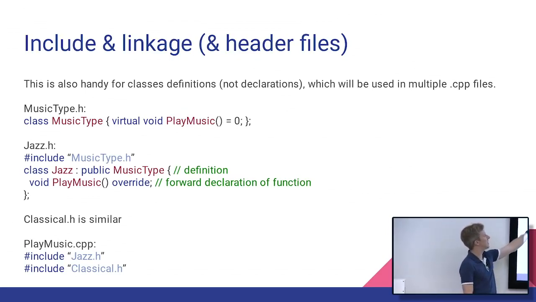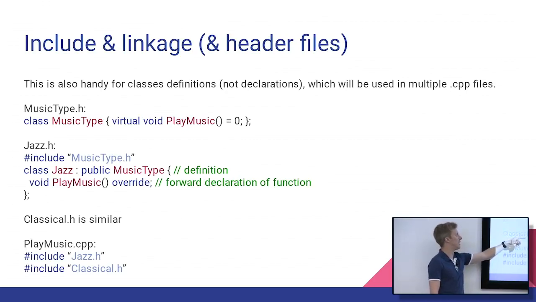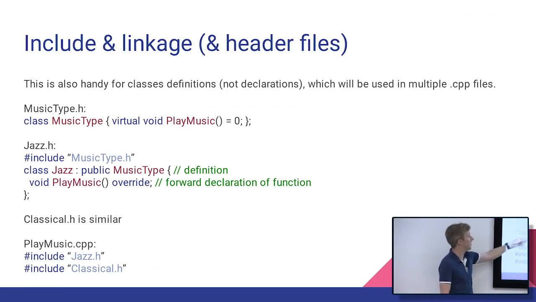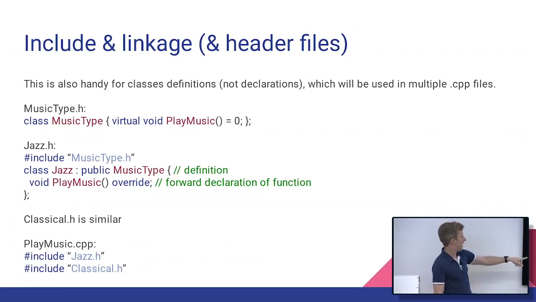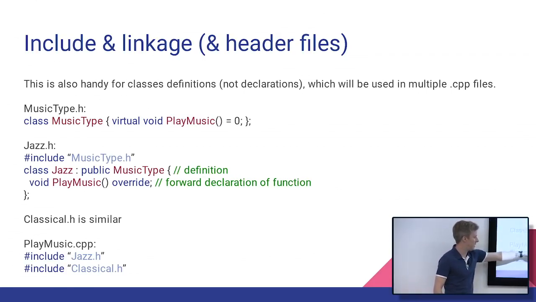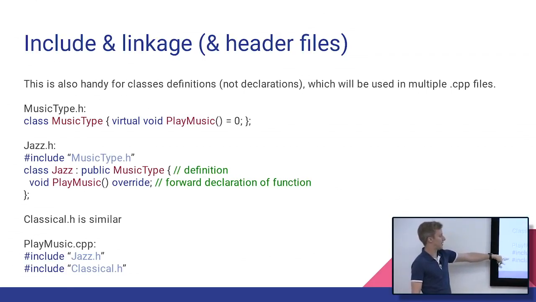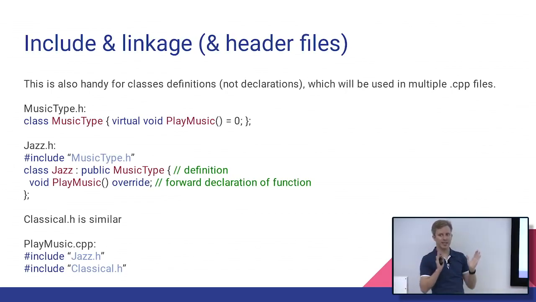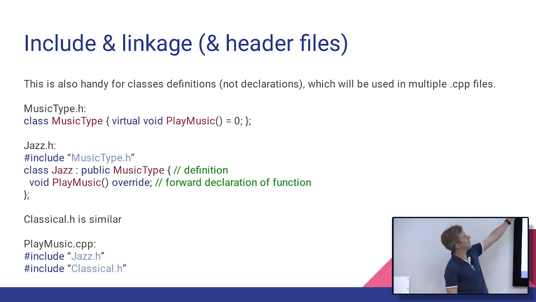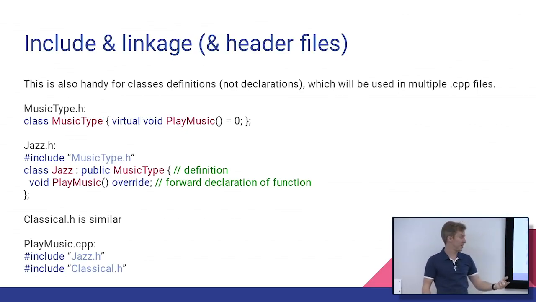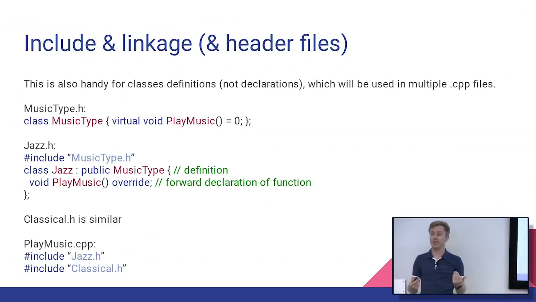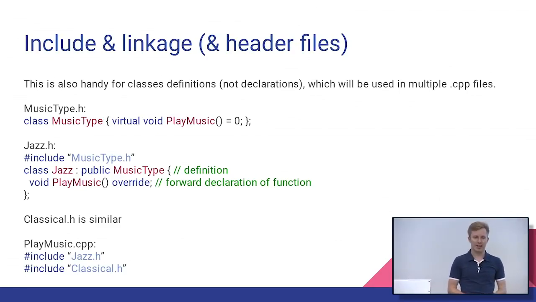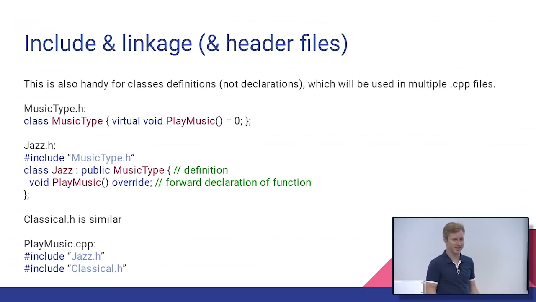So now I have jazz.h, and it includes musictype.h. Then I also have classical.h, and it also includes musictype.h. And then I have playmusic.cpp. If that includes both jazz and classical, we kind of created a diamond where we've included this musictype.h twice in this file. And then that means this class has been defined twice. So the compiler will yell at us and say, whoa, whoa, whoa, you're not allowed to redefine classes, even if they're the exact same. I don't know if they're the same yet. So it'll yell at us.